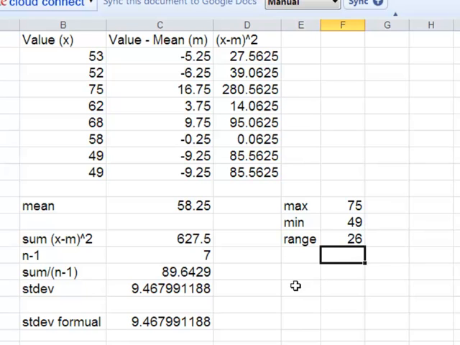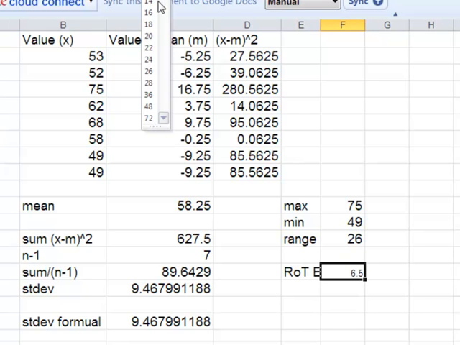Now, to get the rule of thumb estimate, I take my range and divide by 4. And I get 6.5, which is less than my actual standard deviation, but not completely out of bounds.